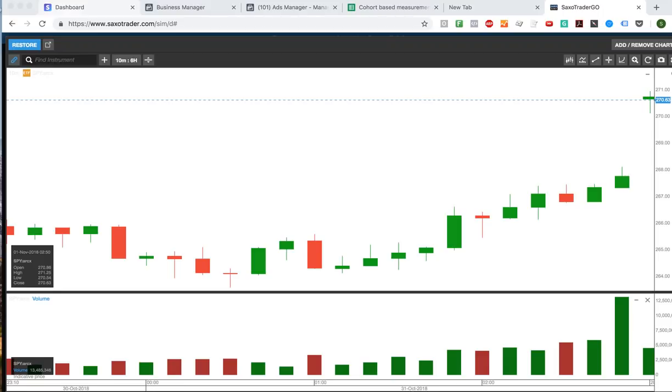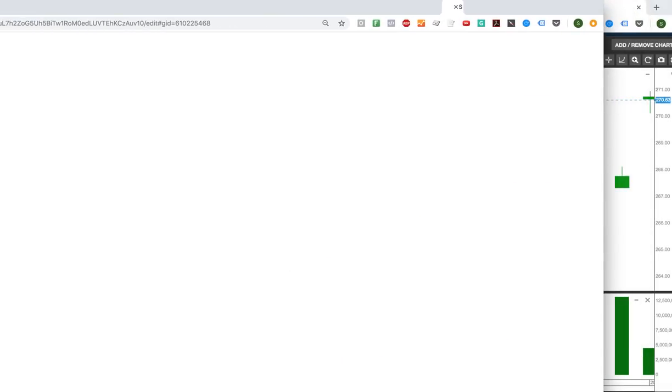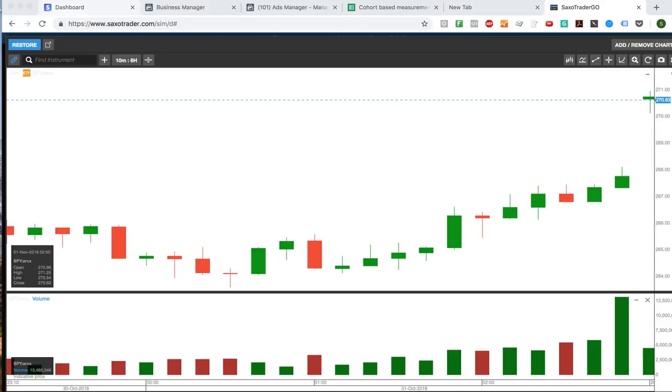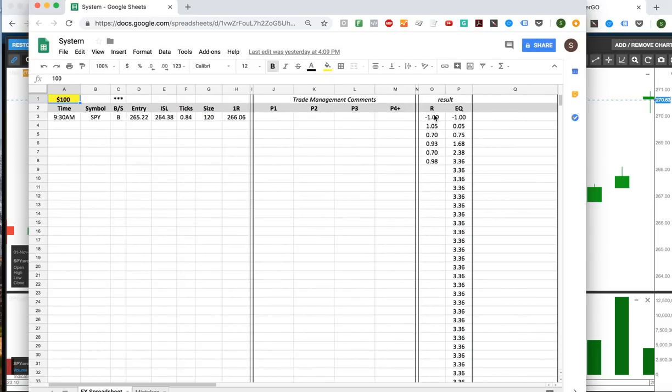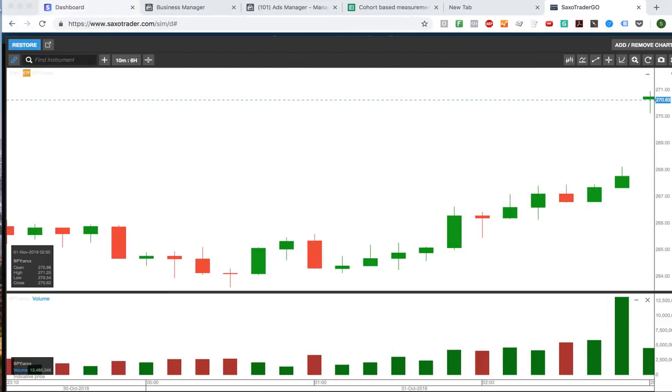I'm not actually entering the entries into a sim platform, and I'll show you the results for the first 2 days. We've had a good string. We had one loser, and then 1, 2, 3, 4, 5 winners, and we're up 3.36 R.